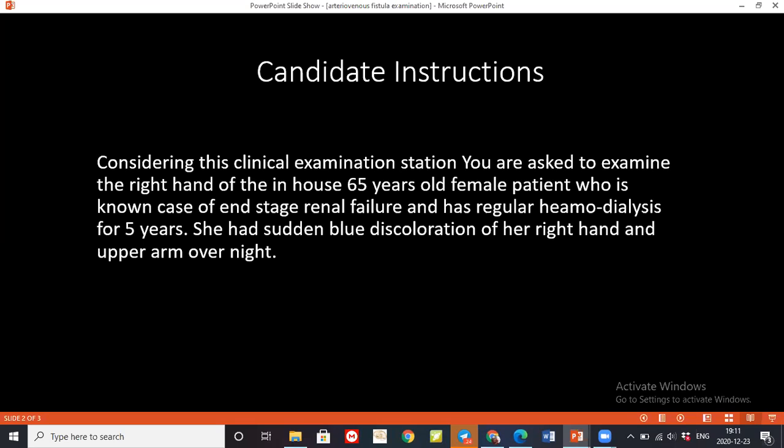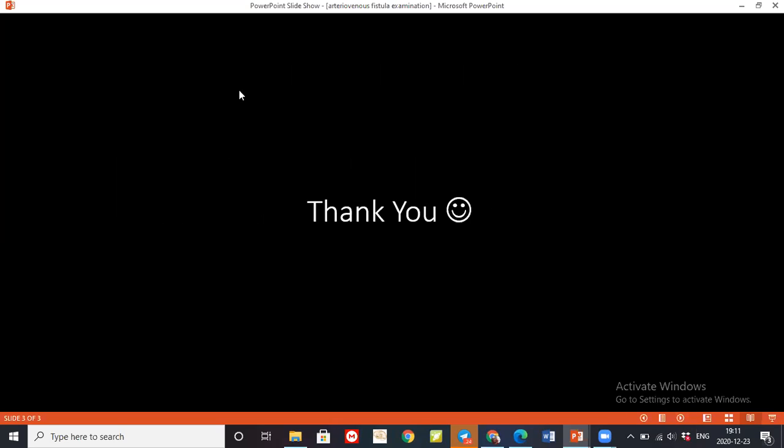Very good. And the hand will be warm. Yeah, the hand will be warm and there will be a normally palpable radial pulse. Very good. Okay, yes, good. Audible Doppler signal will be present. Very good. If I do the Doppler, there will be an audible Doppler signal. Yes. Very good. Excellent. Thank you, ma'am.